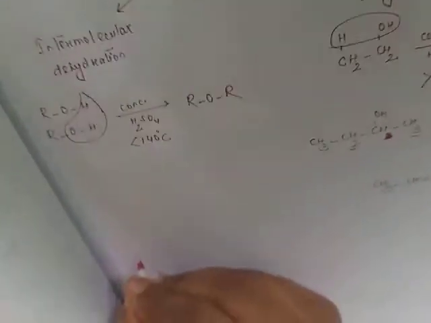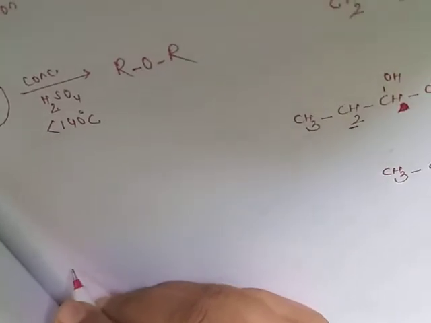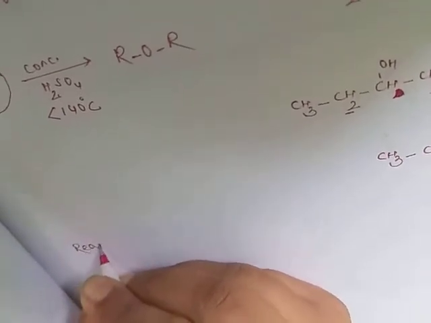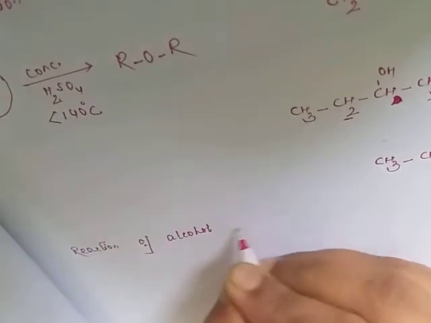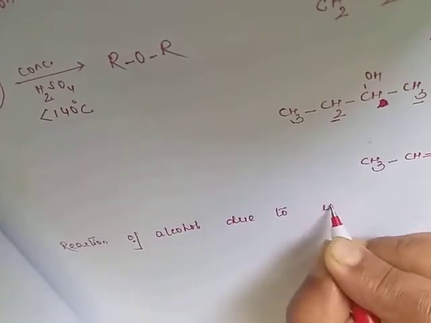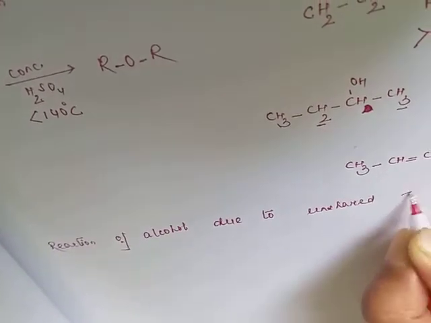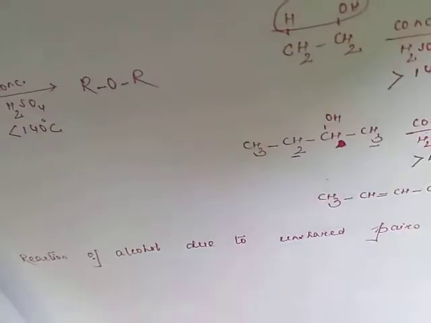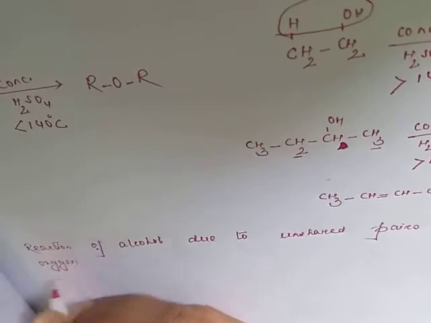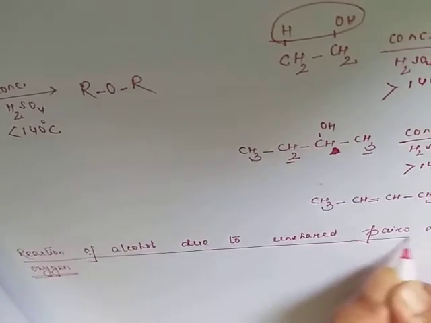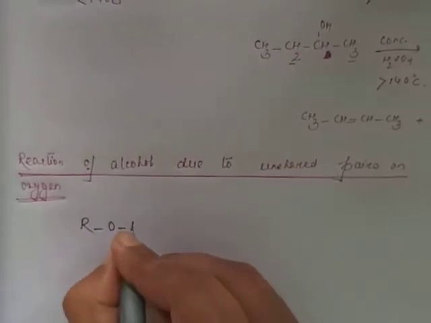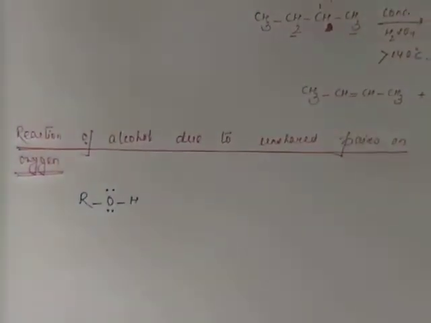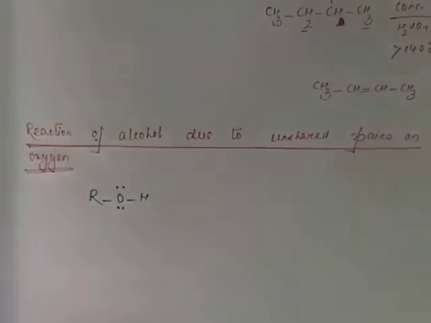Now we'll see the next reaction, that is the reaction of alcohol due to unshared pairs of oxygen. This is one of the nucleophilic properties of alcohol. Now in this reaction we have the supporting evidences. This unshared pair acts as nucleophile.